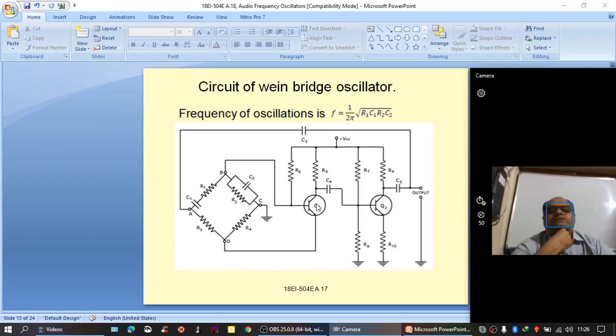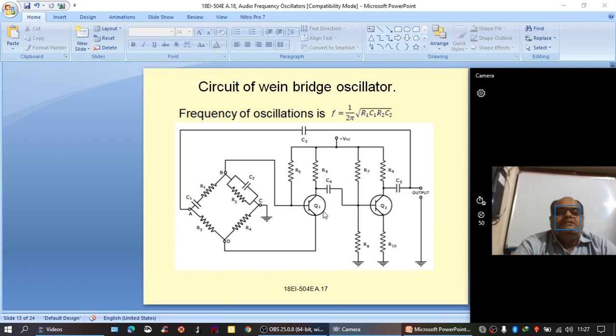in inverting configuration, that is in CE configuration, wherein the output would be at 180 degrees phase shift. So here 180 degrees phase shift followed by another 180 degrees phase shift here. Put together, 360 degrees phase shift is available here. That is how this oscillator produces continuous frequency signal of sinusoidal nature.